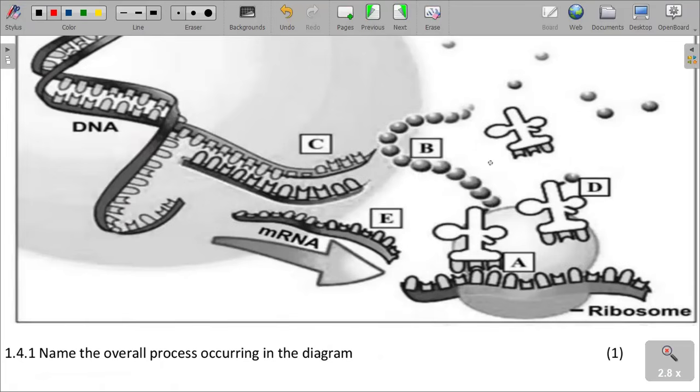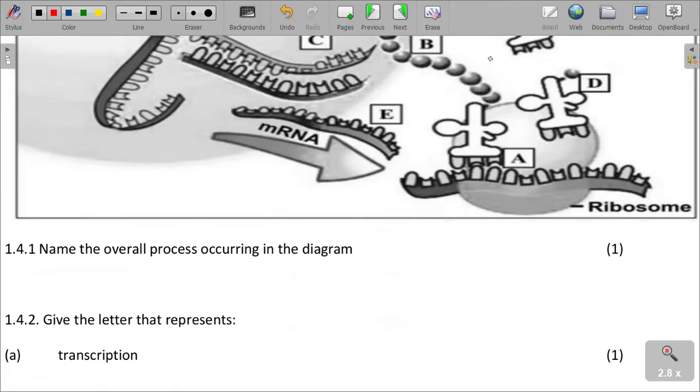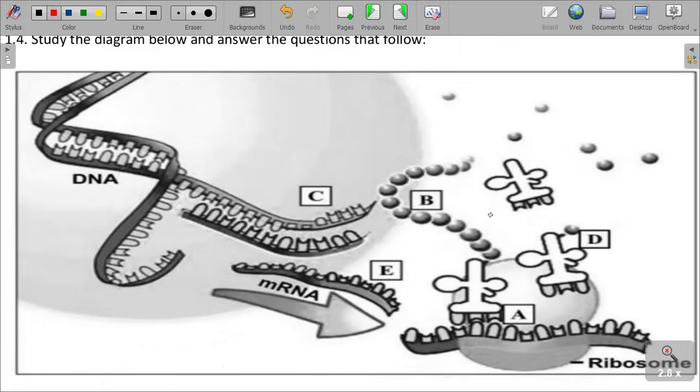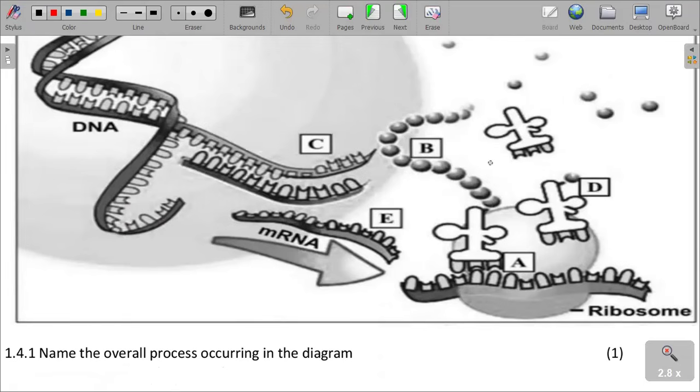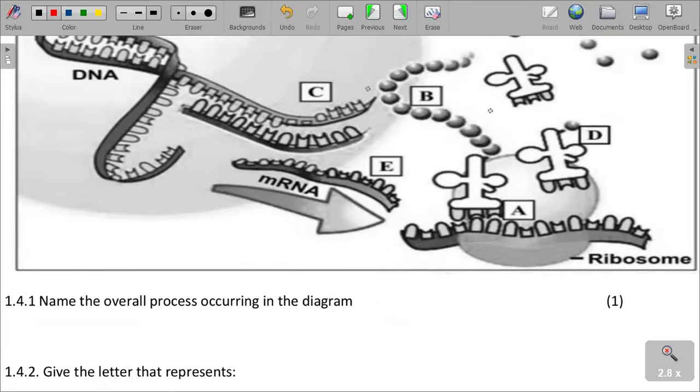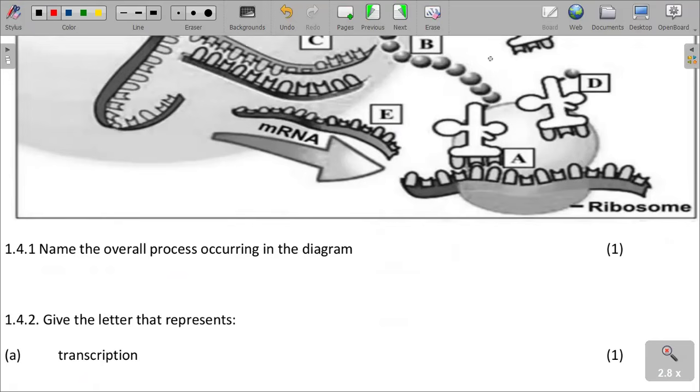So now I've always been saying that you need to know the terminology that applies in this context. Name the overall process occurring in the diagram. It is defined as protein synthesis or translation. We are seeing tRNA, we are seeing mRNA. The moment the diagram has both of them, and we have this pairing of codons and anticodons, it identifies the production of proteins. That is defined as protein synthesis.